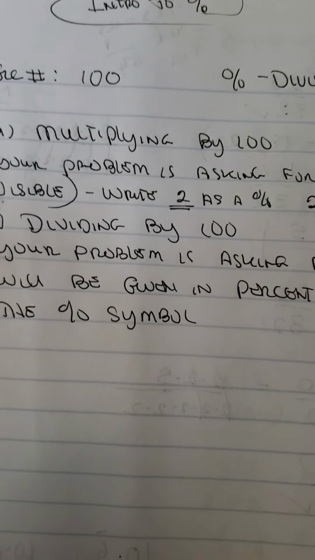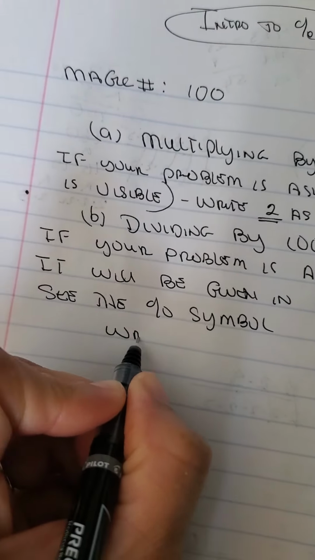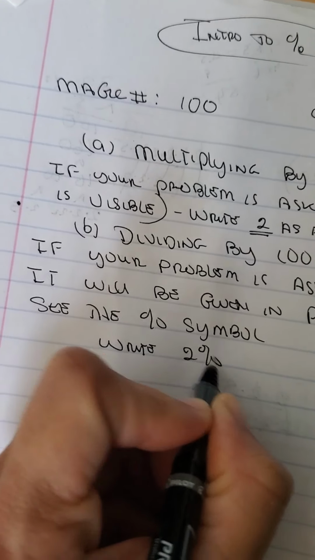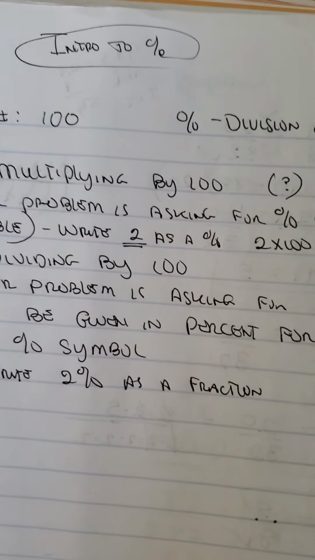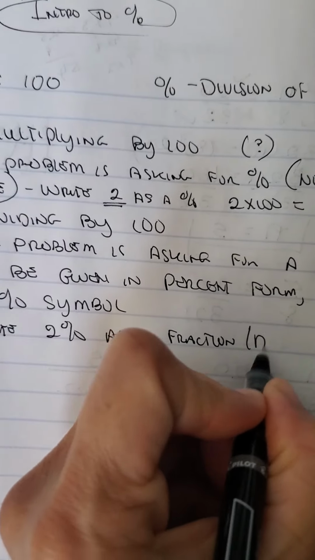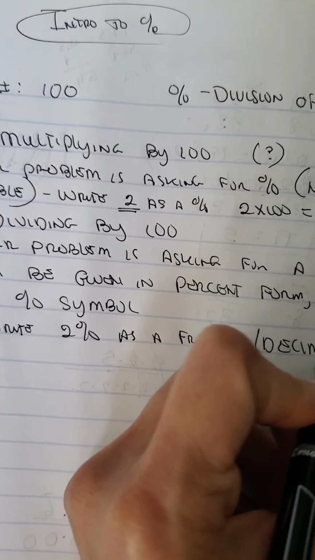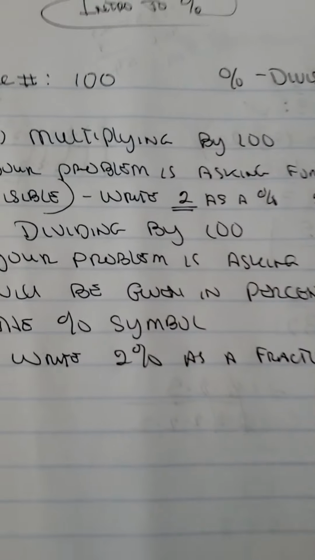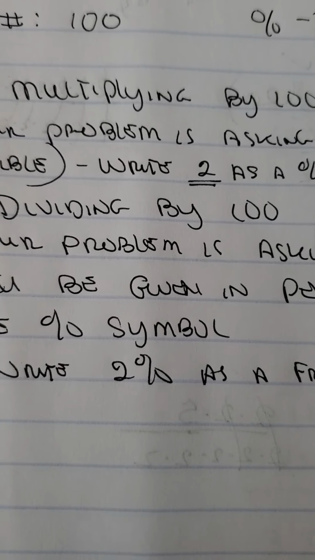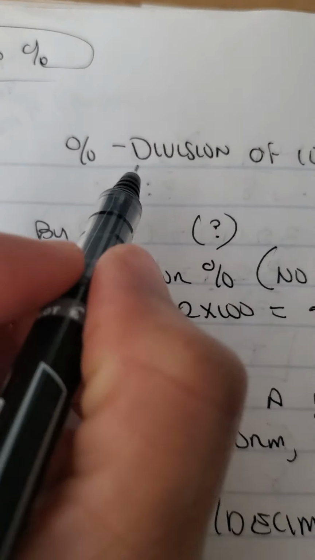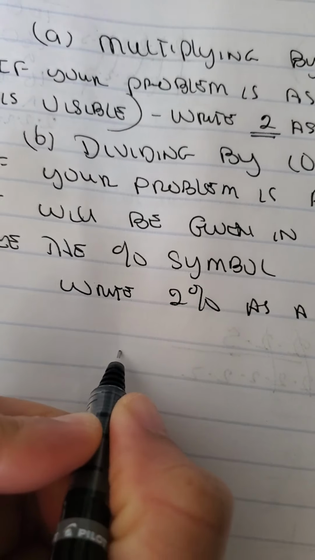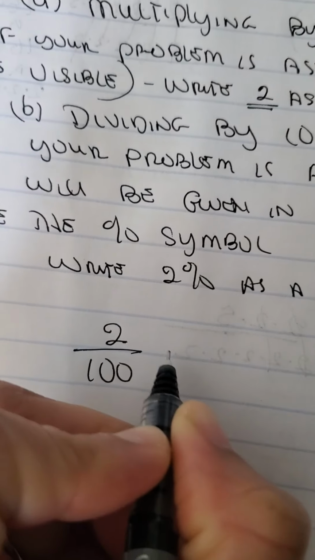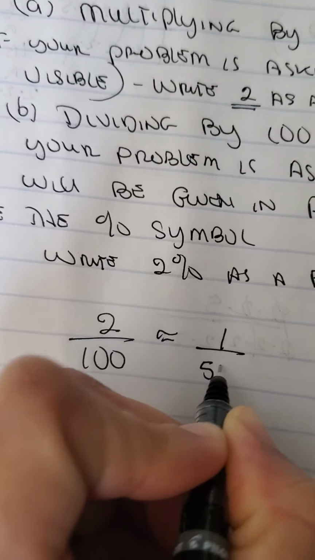So it'll say something like, write 2% as a fraction, or it might ask you to write 2% as a decimal. And once you see the percent symbol, that's when you're dividing, because again, remember the percent symbol actually means division of 100. So if I'm asked to write 2% as a fraction or a decimal, trying to make it into a number, it'll be 2 divided by 100. And as a fraction, that's actually 1 over 50, right?